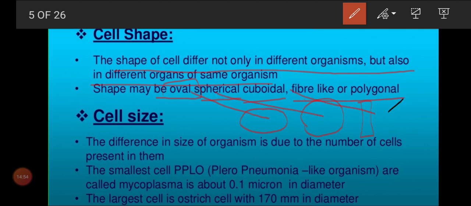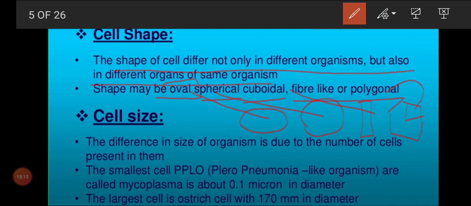And what is the polygonal? This is the structure of the polygonal. The shape may be oval, spherical, cuboidal, fiber-like or polygonal. Just these four structures, you write and keep it in your note.